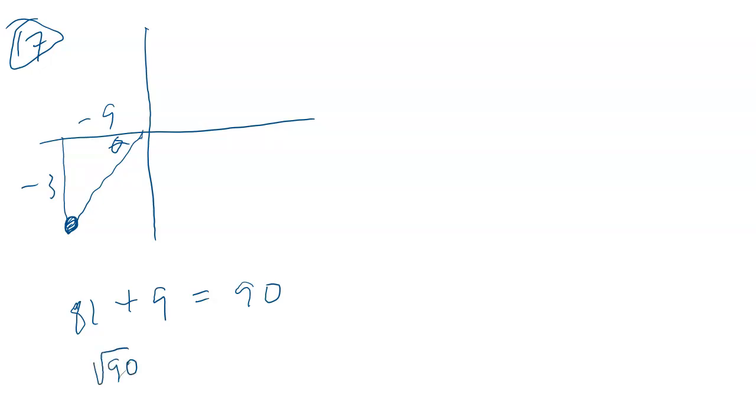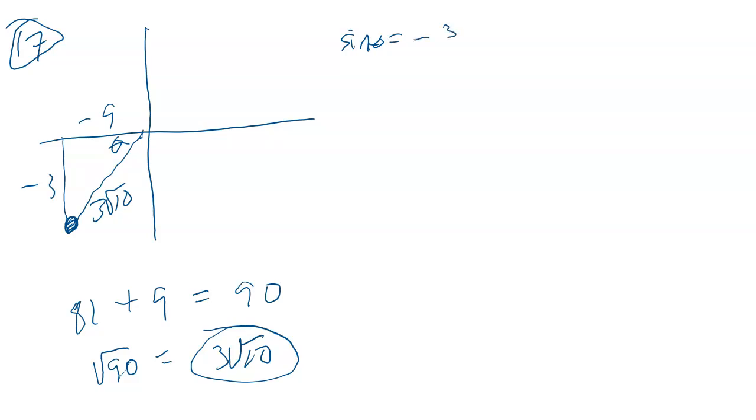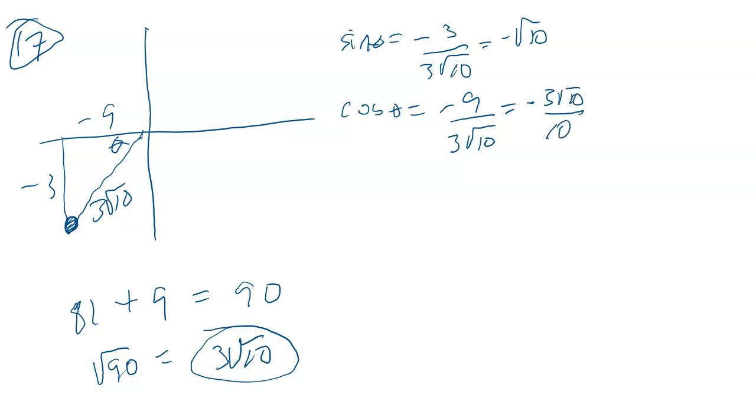Square root of 90 is like 3 square root of 10, I believe. So there's my hypotenuse. Sine of theta is equal to negative 3 over 3 rad 10, which just turns into negative rad 10. Cosine of theta is negative 9 over 3 rad 10, which turns into 3 over rad 10, but I'm going to rationalize, and I get negative 3 rad 10 over 10. I think this should have been over 10, right? Yeah.